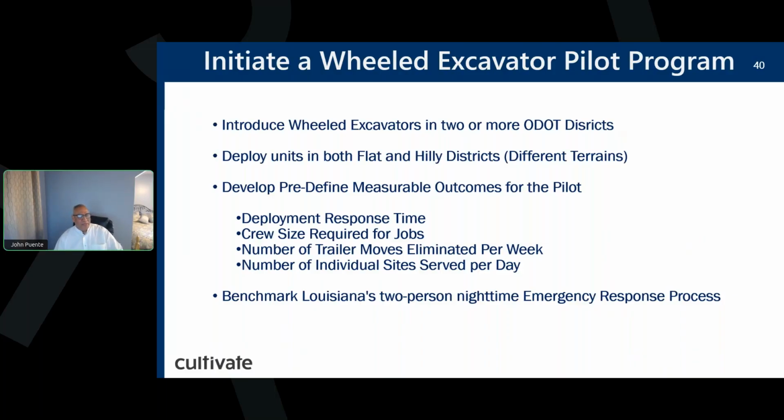Okay. The next one is to define pre-measurable outcomes. So basically KPIs, right? Deployment response time, your crew size that's required for these jobs when it comes to a wheeled excavator, the number of trailer moves that are eliminated per week by not using tracked excavators, and the number of individual sites that can actually be served per day. When you're using tracked excavators, it requires a great number of people and effort to move from site to site, whereas wheeled excavators and gradalls can be driven from site to site. So what kind of numbers are you seeing during your workday or work week?